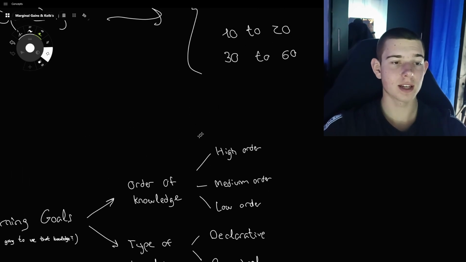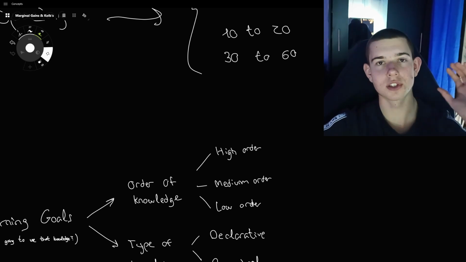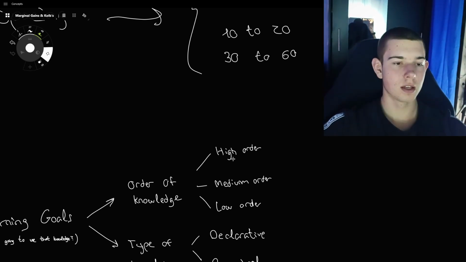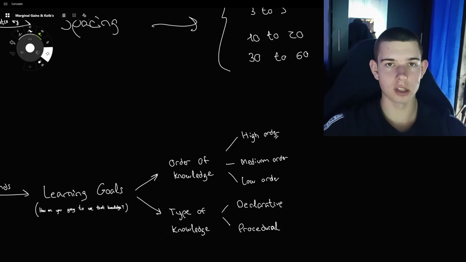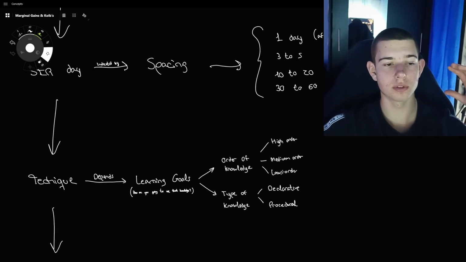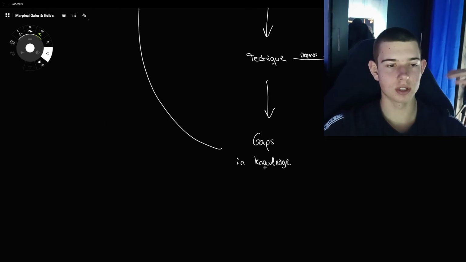And then there's higher order knowledge, which is knowledge that's very interconnected, and lower order knowledge is knowledge that is very isolated. The best thing here would be for my knowledge to be higher order, because this represents more of the knowledge of a master at a topic or a skill or anything.